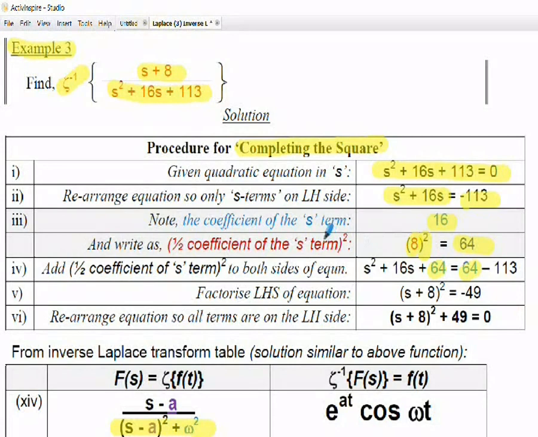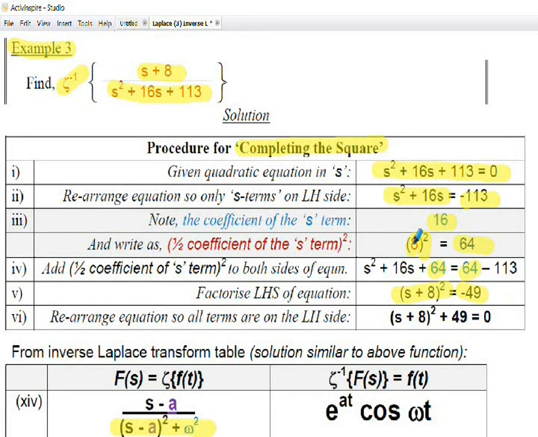I've added 64 to the left hand side and 64 to the right hand side. On the left hand side I can now factorise s squared plus 16s plus 64 in terms of s plus 8 squared. If you're not sure about factorising, I encourage you to go and look at factorisation, but we can factorise that as s plus 8 all squared, and on the right hand side I simply summate the values, so I get minus 49.